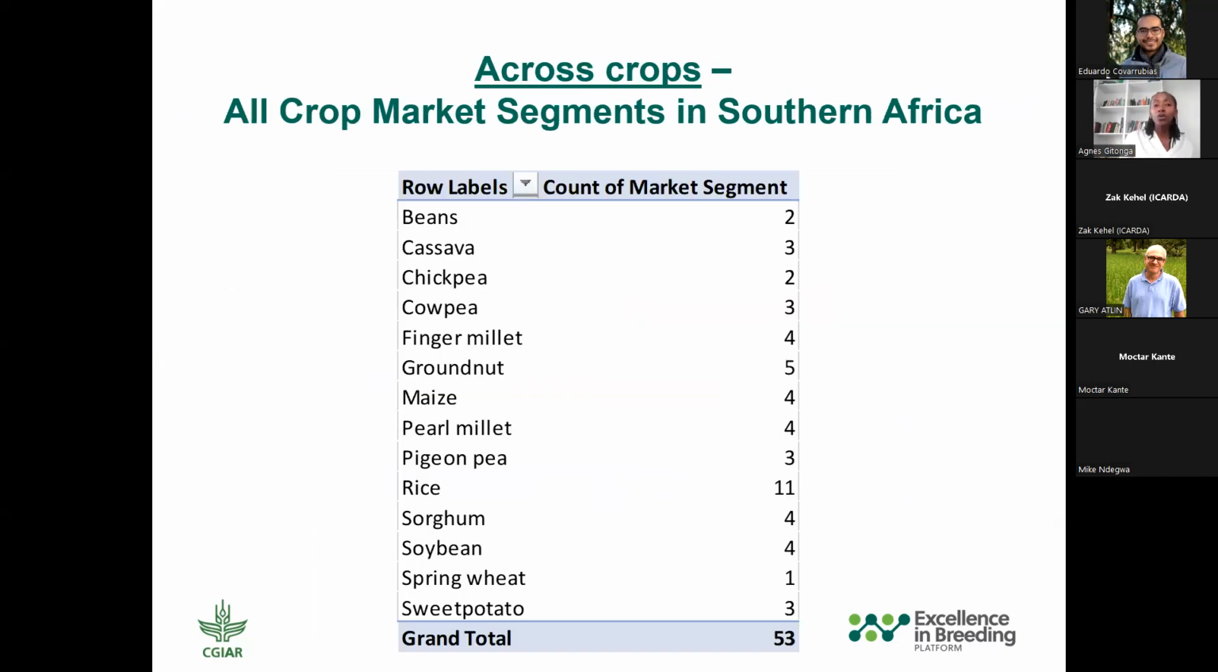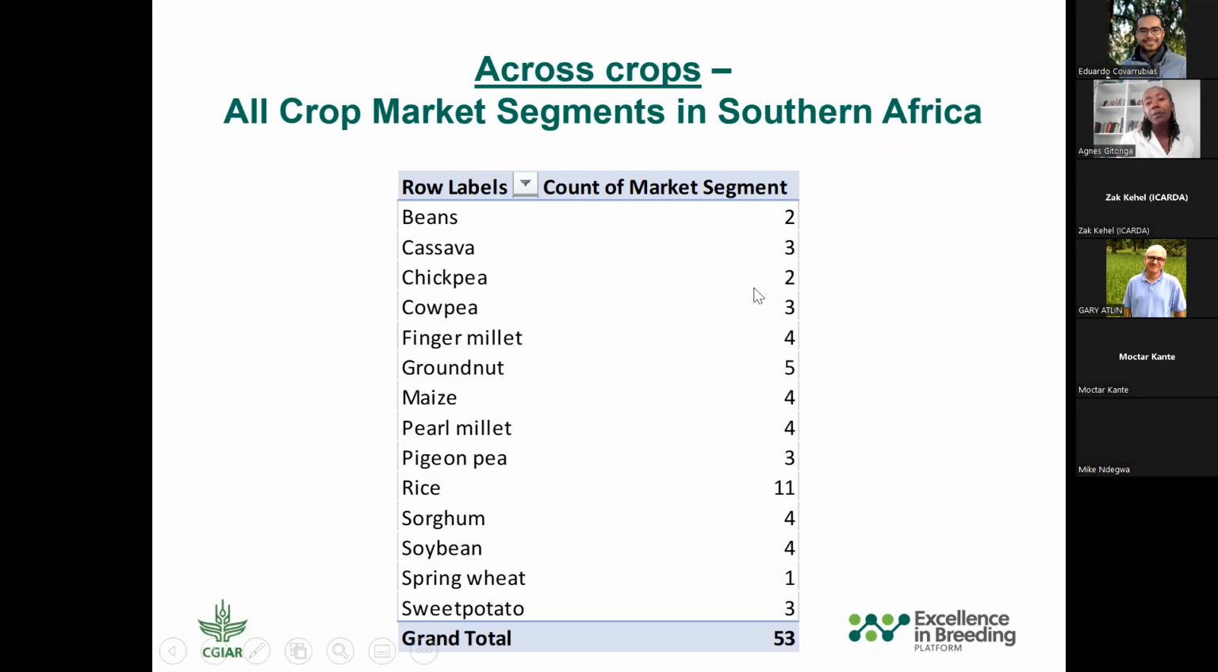We also have an opportunity to look at this information across crops. We talked about within a crop in the previous slide, and we're also able to see in a region how the market segments look for all the crops. And this is an example of Southern Africa, where you can see for all the crops, we have the count of the market segments.